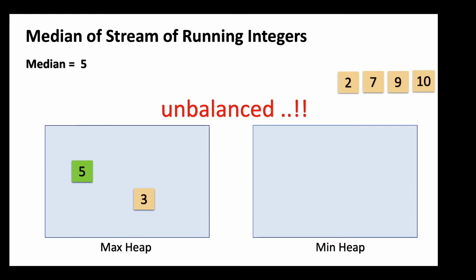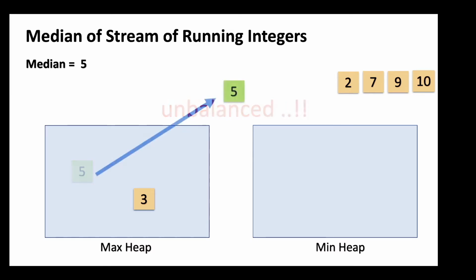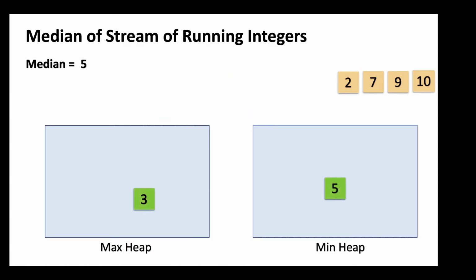So how will we do it? We will pop out the root element from the heap having the greater size. Here the max heap has a greater size than the min heap, so we will pop out 5 from our max heap and put it into the min heap. And thus our two heaps get balanced, and you can see that the root of the max heap is right now 3 and the root of the min heap is 5. So hopefully it is clear how at each and every instance we will balance the two heaps if a condition arises where our heaps get unbalanced.